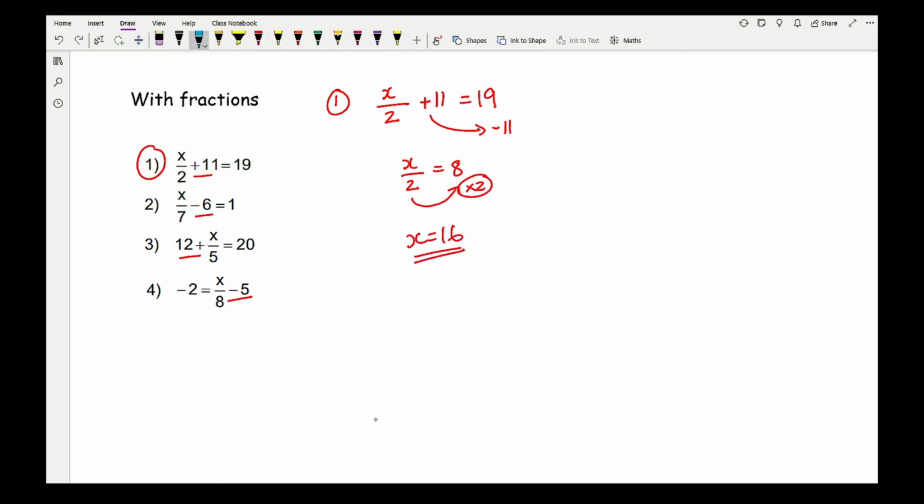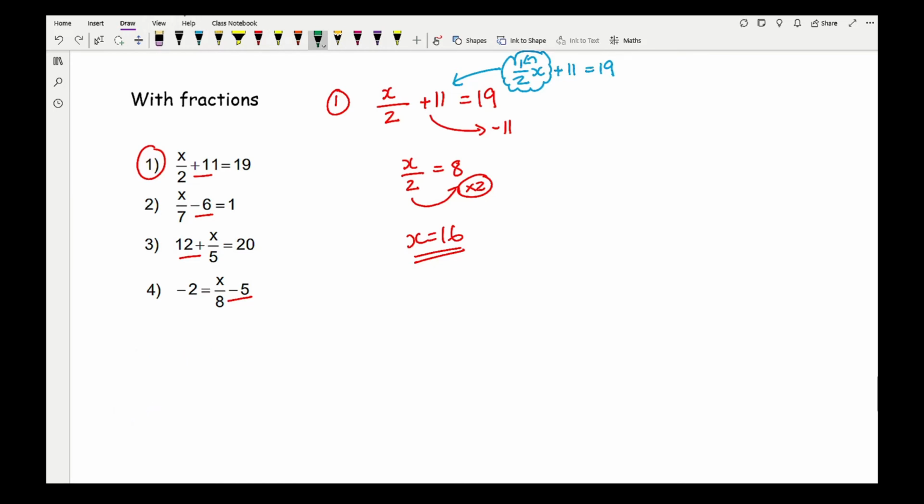Now, the key thing to note is another way of writing this question is a half x plus 11 equals 19, is writing it as a fraction like this. If you have a half x, you can always just simply plonk x on the top, with the numerator, and it's exactly the same. So for example, 3 over 2x is the same as 3x over 2. 7 over 4x is the same as 7x over 4. So just something to bear in mind if you do see fractions in any of these questions.